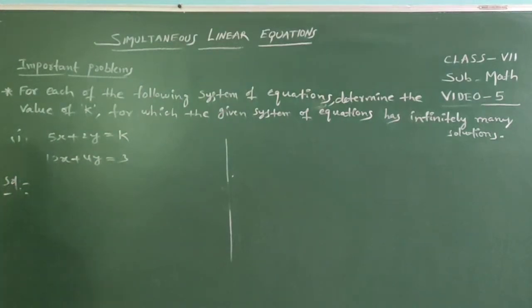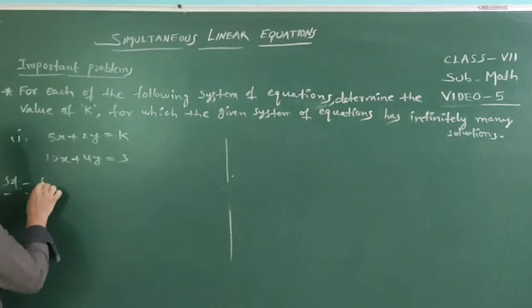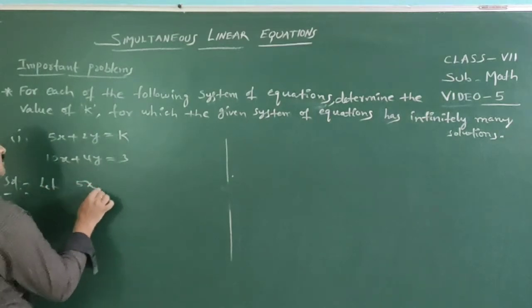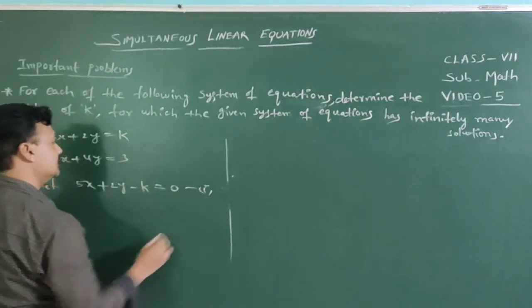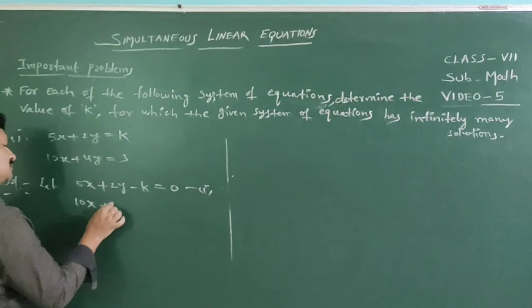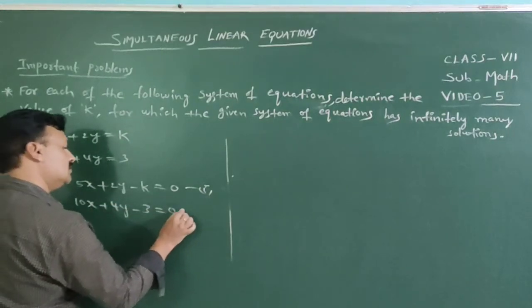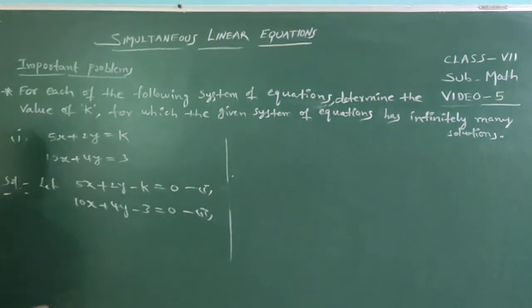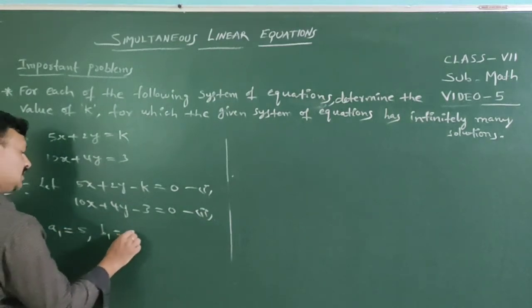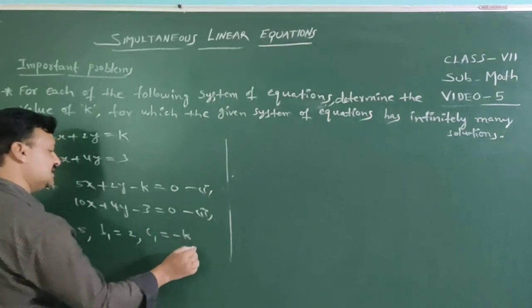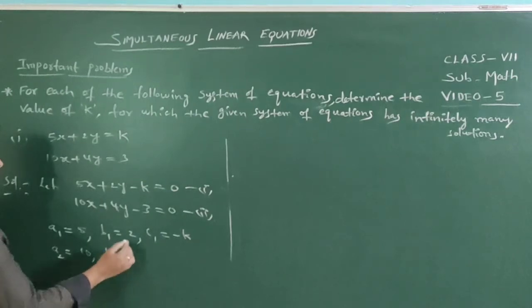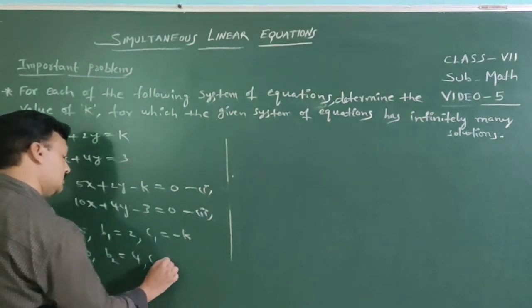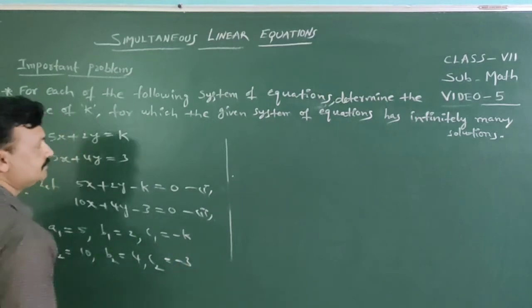Here, let 5x plus 2y minus k equal to 0 be the first equation, and 10x plus 4y minus 3 equal to 0 be the second equation. Here a1 equal to 5, b1 equal to 2, c1 equal to minus k, a2 equal to 10, b2 equal to 4, c2 equal to minus 3.